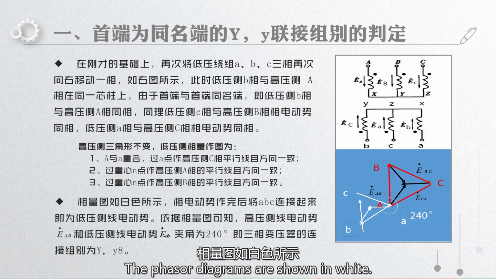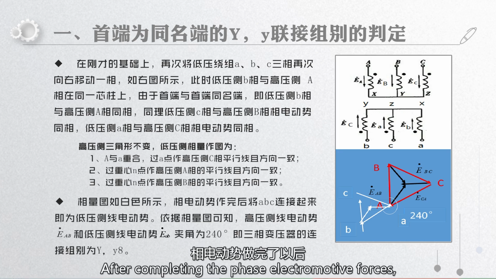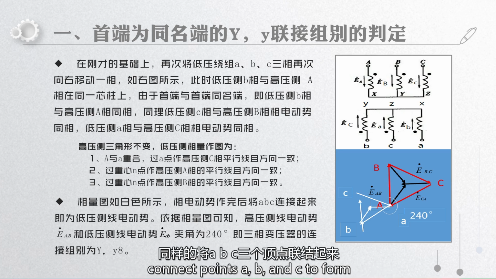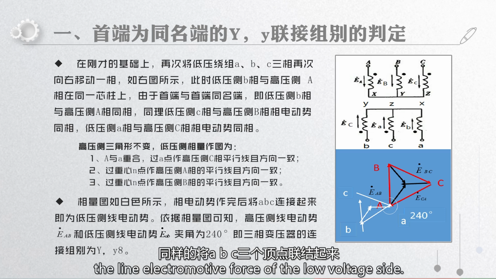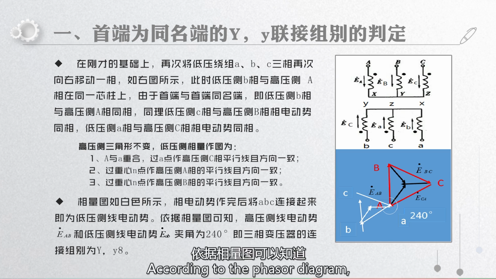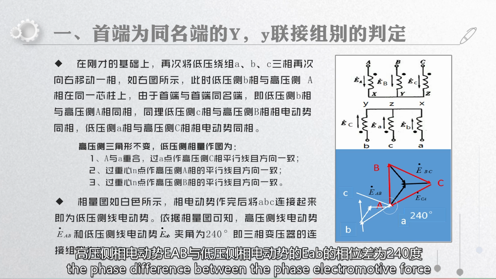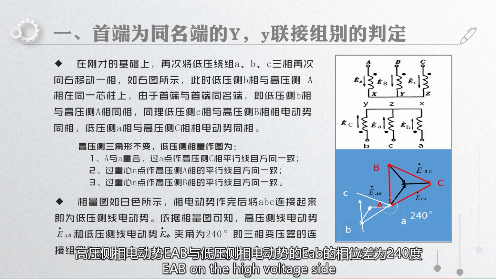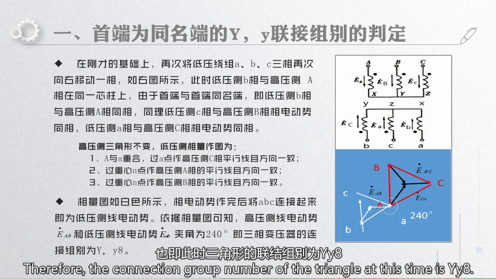The phasor diagrams are shown in white. After completing the phase electromotive forces, connect points A, B, and C to form the line electromotive force of the low voltage side. According to the phasor diagram, the phase difference between the line electromotive force EAB on the high voltage side and the line electromotive force EAB on the low voltage side is 240 degrees. Therefore, the connection group number at this time is YY8.